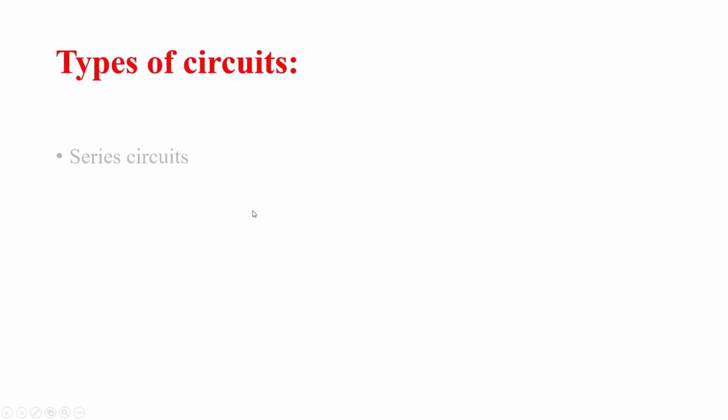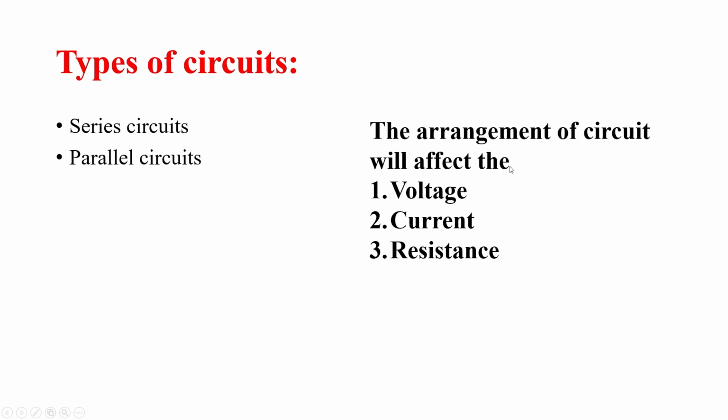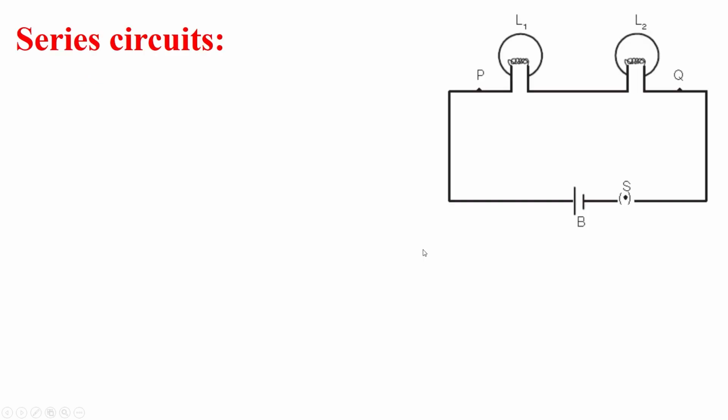Now, types of circuits. There are basically two types of circuits: series circuits and parallel circuits. And the arrangement of the circuit will have an effect on the voltage, current, and resistance. We will discuss later on how the arrangement of the circuit will have an effect on the voltage, current, and even resistance. So series circuit, you can see over here, each component is connected one after the other in a series manner.